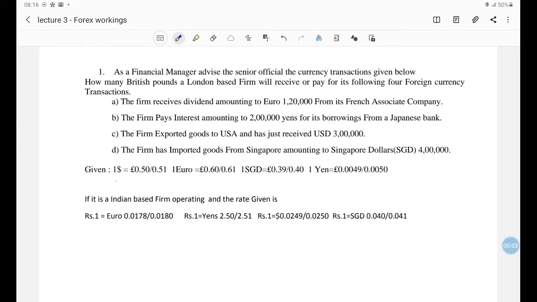So in the previous lecture, we have seen the London-based firm's exchange rate calculations. Now we take the same transactions and put them in the context of the Indian-based firm. Suppose it is an Indian-based firm and the rate is given here. The same transactions, how will we do this? In the previous one we worked with the direct code, so here we will be doing it with the help of the indirect code.